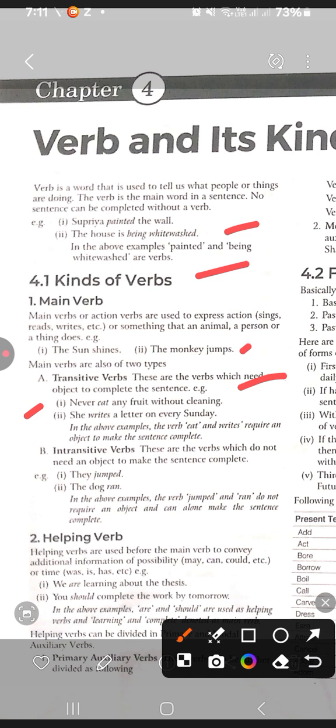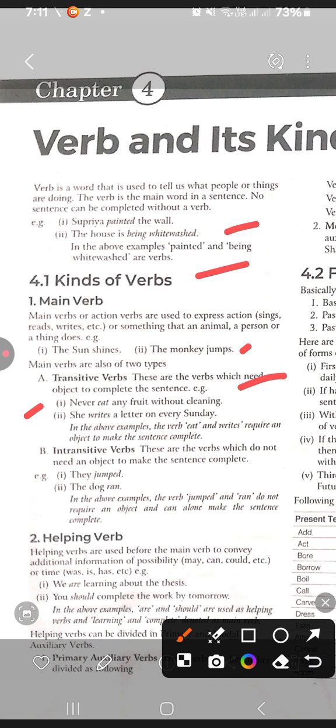In a similar way we can see the second sentence: she writes a letter. If we say just, she writes, it is useless. If we are not writing a letter here, this sentence is useless. So it is mandatory here, we have to write the object. Those verbs are called transitive verbs which need an object in their sentences.